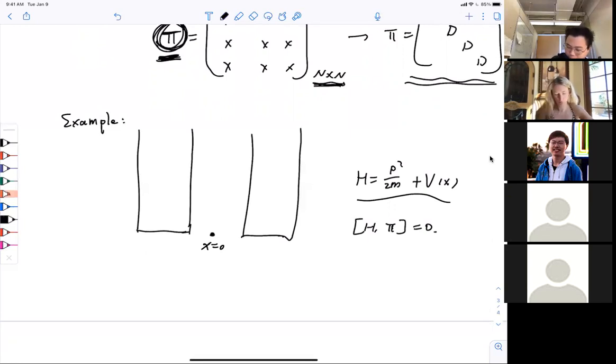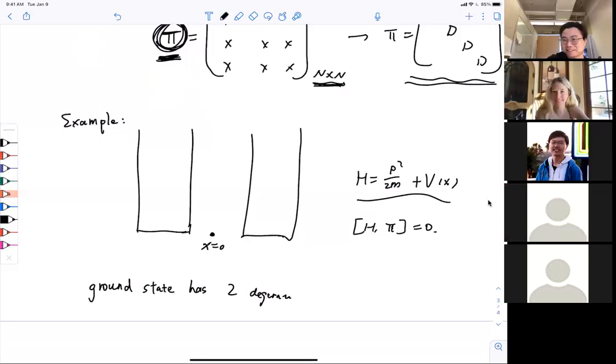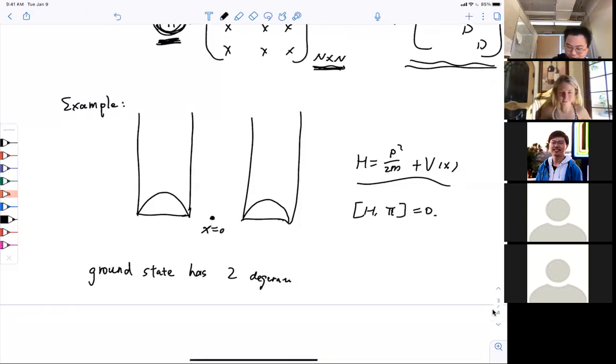Okay, so we know in this case the ground state has two-fold degeneracy, right? The angular momentum is always going to be 0. Okay, so this is the ground state.